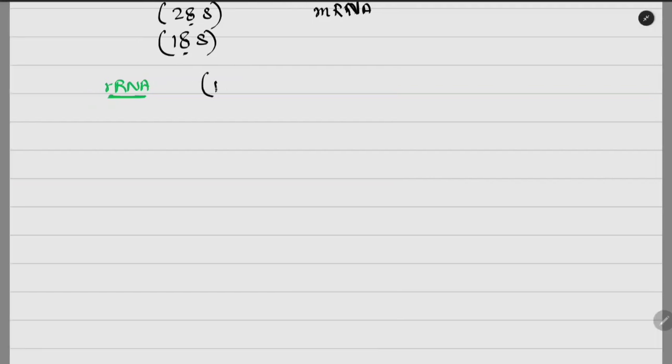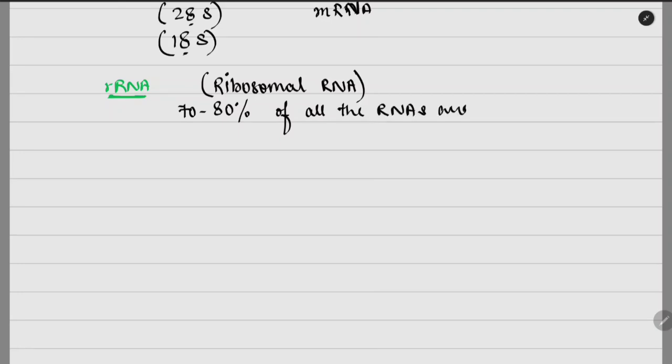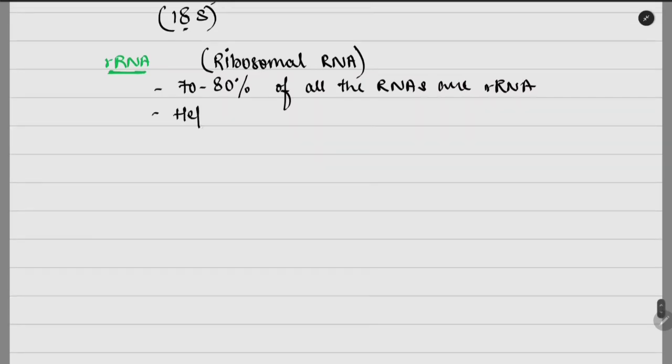rRNA is the ribosomal RNA. It has the most concentration in any cell. Approximately 70 to 80% of all the RNA is ribosomal RNA. They help in the formation of ribosomes, as the name suggests.